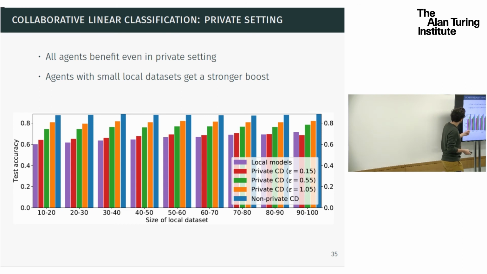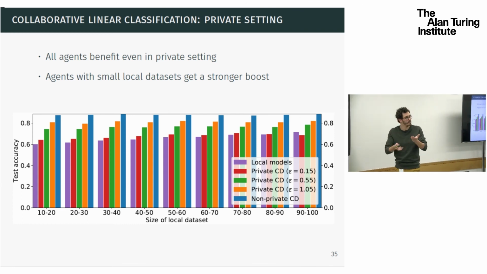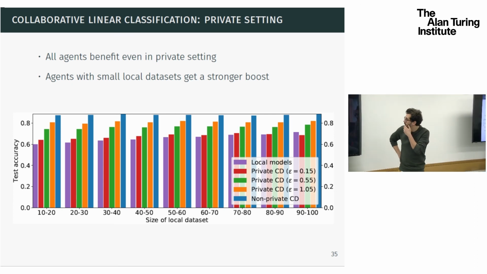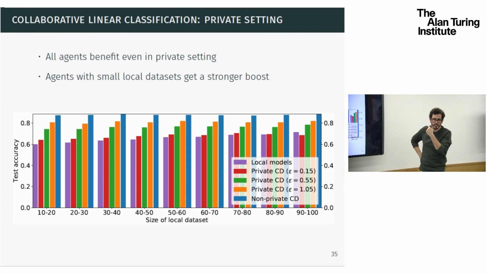And as we can expect also, the agents that had the smaller local data sets are the ones that benefit the most. Okay, so there's some kind of wealth inequality correction here. So this is for a given fixed dimension. So what dimension? This is for 100, if I remember correctly. Yeah.